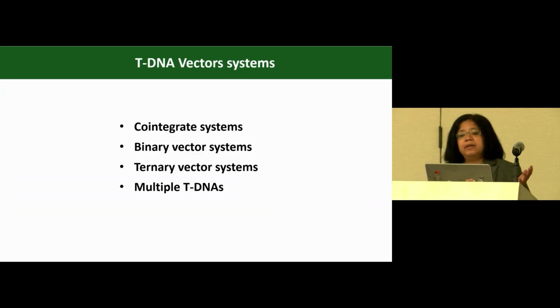The next presenter will be talking more about the tDNA vector system, so I'm just touching on a higher level view of various types of vector systems. There is a co-integrate system, there is a unitary or binary vector, a ternary vector system, and then multiple tDNA. So I'm just going to give an example of each one.